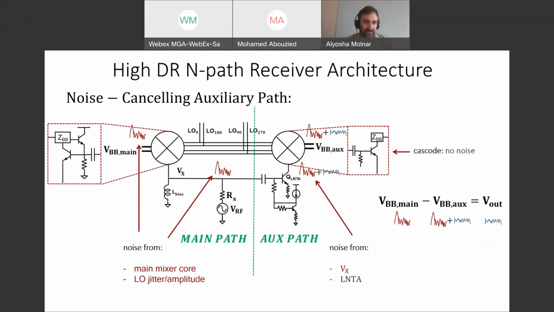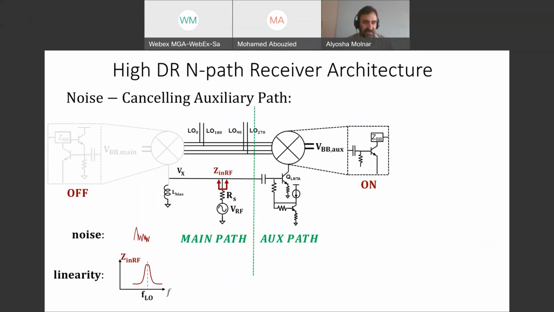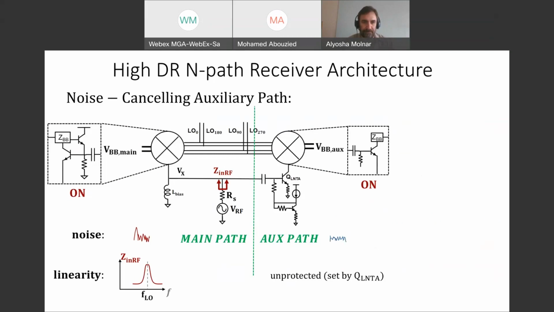So your noise gets better, but at the same time, the linearity and the filtering properties of the main path act to protect the auxiliary path. If you just had the auxiliary path, it would be unprotected. But if you have them both on, you get this noise enhancement from having the auxiliary path, but a linearity enhancement from the protection from the main path, and you get a better system overall.